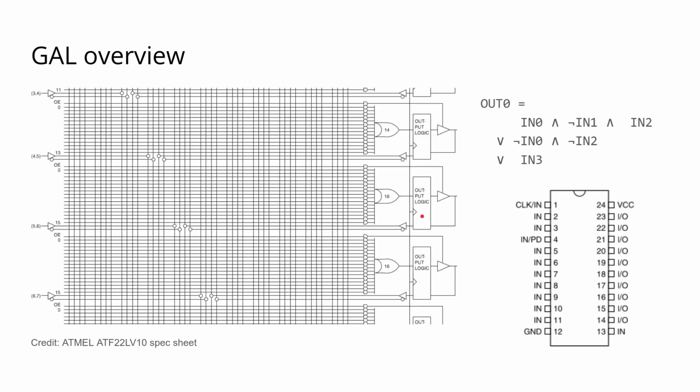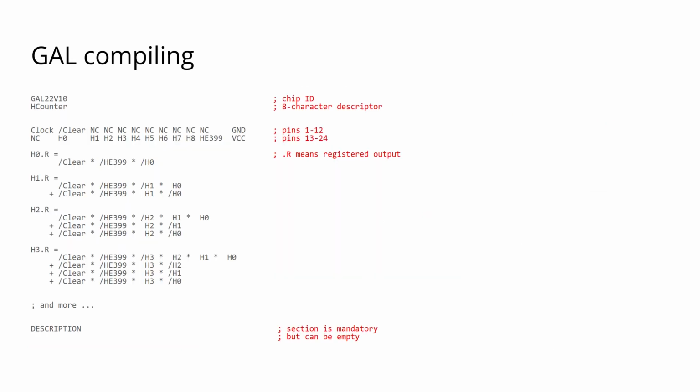It would be a bad idea to try to program the chip manually, so onto a compiler. The compiler I'm using is GAL-ASM. The syntax is a little arcane and it's very sensitive to the layout. However, it does the job. The first two lines give the chip type and an 8-character descriptor. This descriptor is written to 8 spare bytes in the GAL's EEPROM.